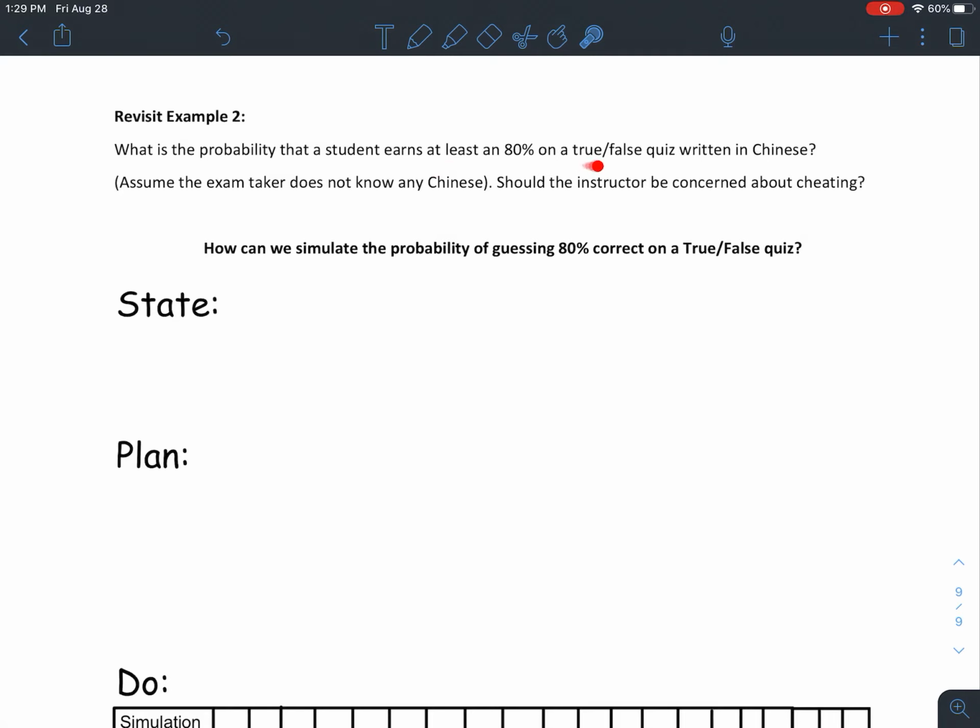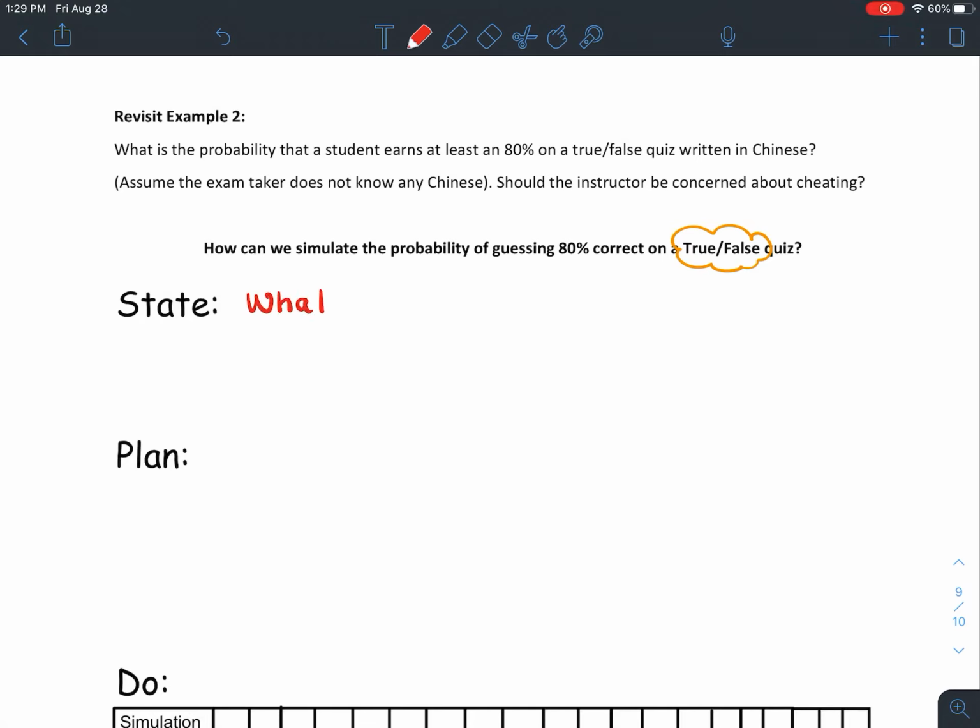In the previous video, we were initially posed with the question: what's the probability that a student earns at least an 80% on a true-false quiz written in Chinese if the person taking the test doesn't know any Chinese? Should the instructor be concerned about cheating? Meaning, should he be alarmed that someone was able to guess their way to an 80%? How can we simulate the probability of guessing 80% correct? Keep in mind, this is a true-false quiz, so it's kind of 50-50 of you guessing it right.